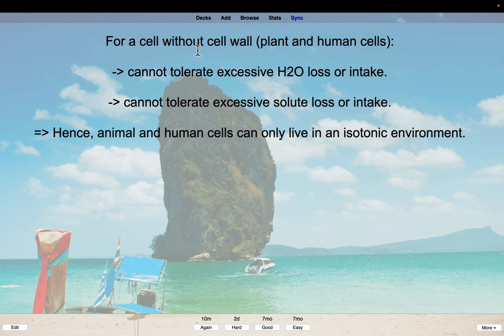discuss that anymore. For a cell without a cell wall, basically animal and human cells, they cannot tolerate excessive water loss or intake. They cannot tolerate excessive solute loss or intake. Basically, they cannot live in extreme environments. They can only live in an isotonic environment.